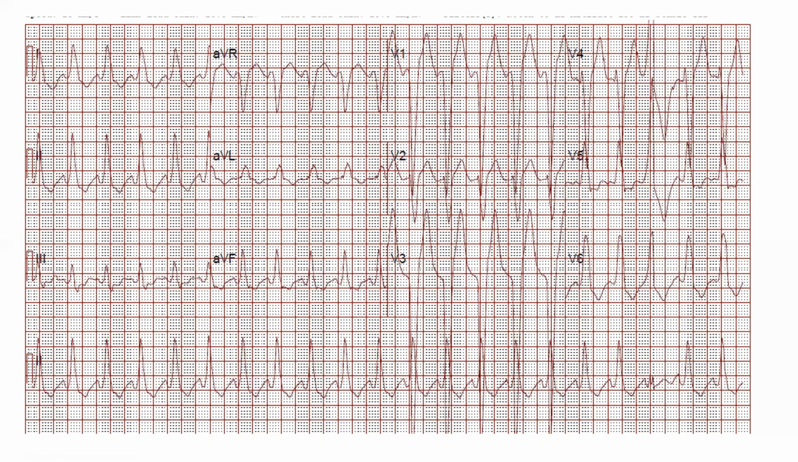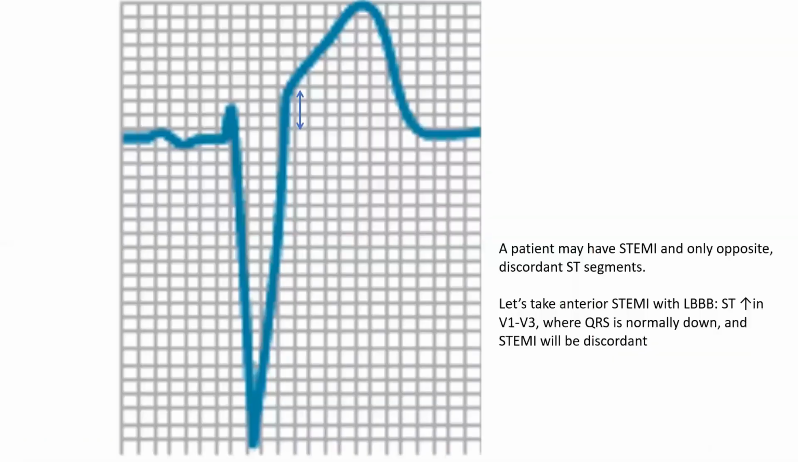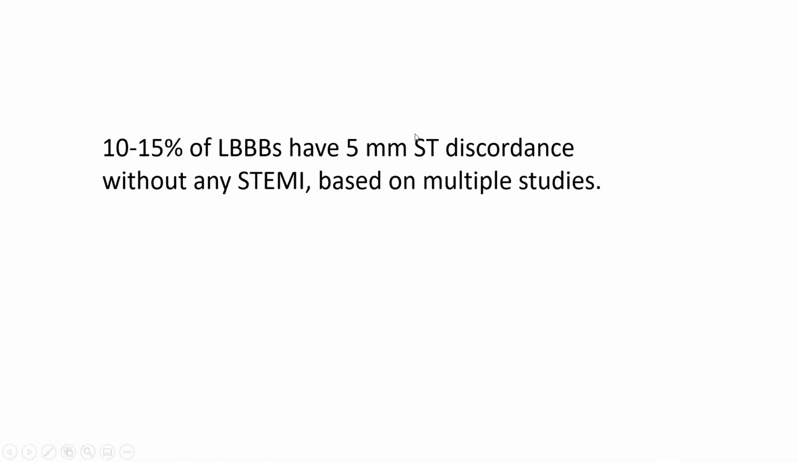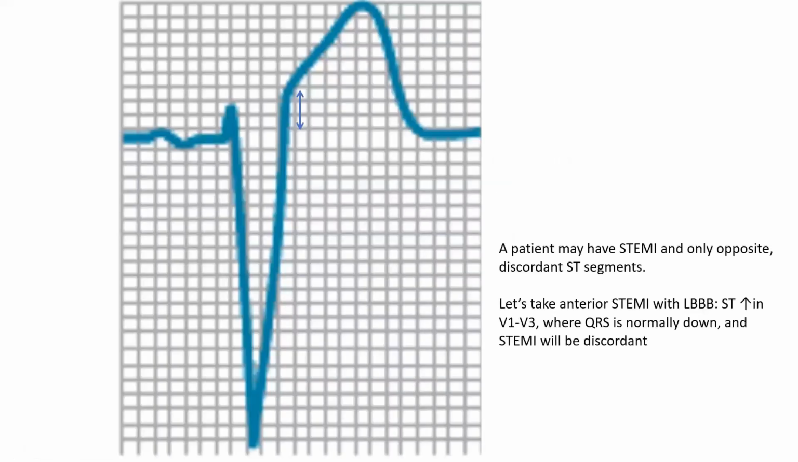In the past, Garbosa in the 90s used a scheme where 5 millimeter was considered possible STEMI. This should be abandoned in today's criteria. Several papers, including one study I did at Louisiana State University, show that the Garbosa criteria is actually very non-specific and non-sensitive. 10 to 15% of left bundle branch block have 5 millimeter ST discordance without any STEMI, based on multiple studies. Not just that, having less than 5 millimeter ST discordance could be STEMI. So you could miss it also by using that feature. It's very non-specific, very non-sensitive.